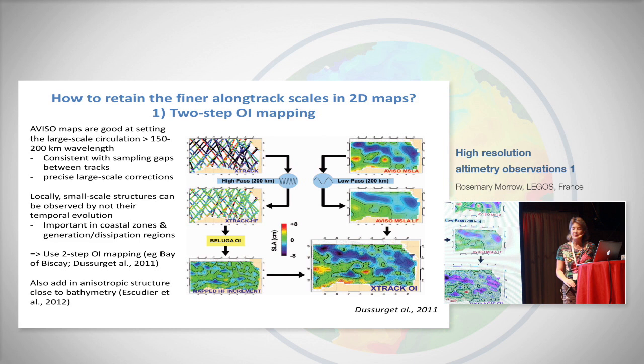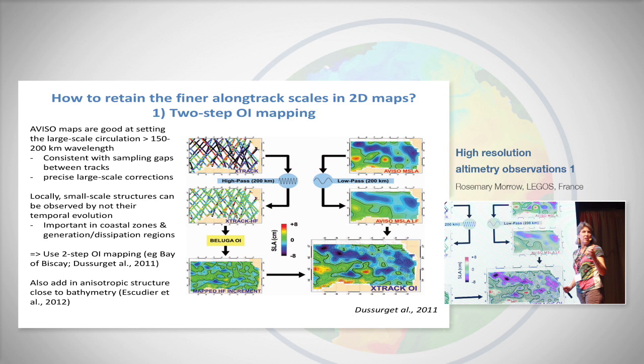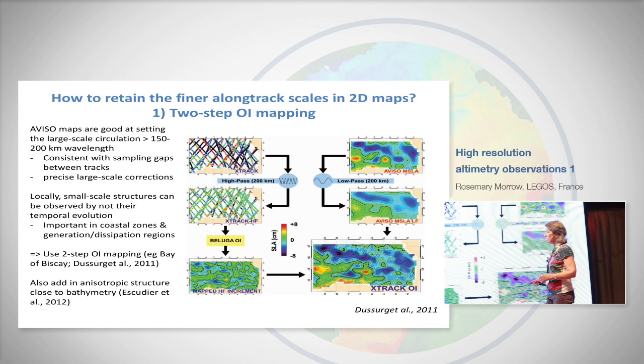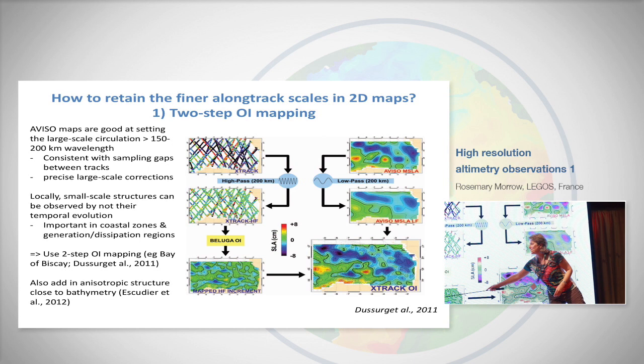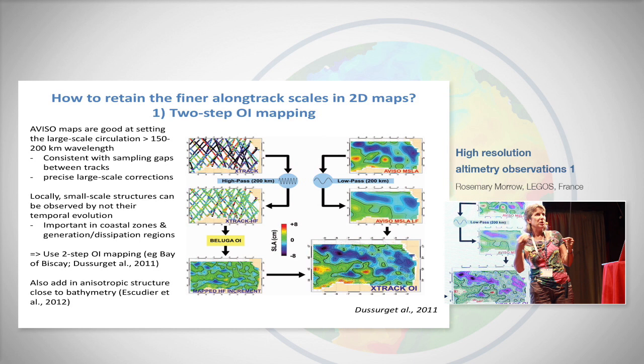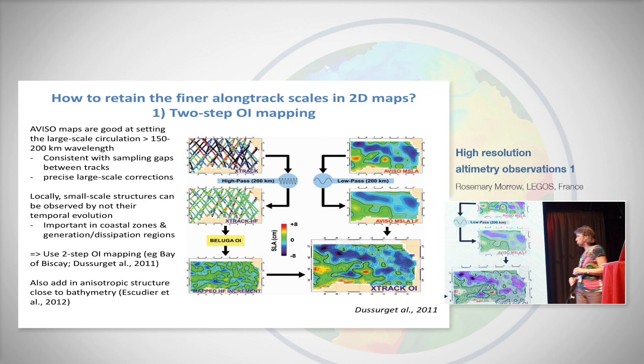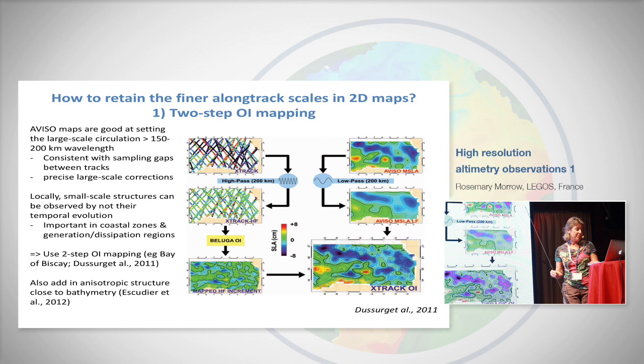And so experimental products have been developed looking at this sort of two-step mapping procedure to try and get much smaller structures in the coastal zone or in areas where you have a lot of small-scale structures. And, for example, in the Mediterranean, it's an area where the Rossby radius is very small. And in addition to this two-step mapping procedure, Roman Escudier, who is here, has also worked on adding a bathymetric constraint so that the scales close to the bathymetry are smaller in the cross-shelf direction and longer in the along-shelf direction. So there are experimental products looking at better ways to have mapping, including the smaller scales.